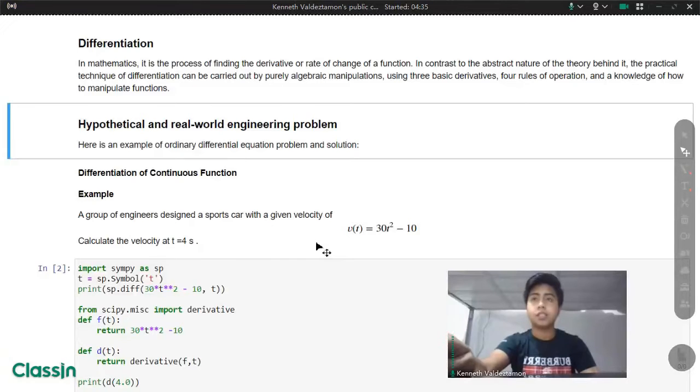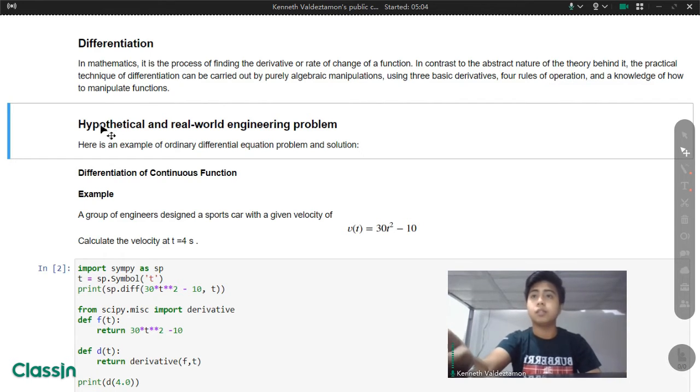Differentiation. Let us first define differentiation. In mathematics, it is the process of finding the derivative or rate of change of a function. In contrast to the abstract nature of the theory behind it, the practical technique of differentiation can be carried out by purely algebraic manipulations using three basic derivatives, four rules of operation, and a knowledge of how to manipulate functions.